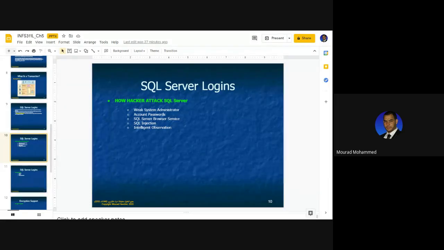Other than that, intelligent observation. If the application is public, or the project on top of the SQL Server databases is public, hackers may intelligently observe the behavior of the project, and they would observe the weak points. So they might track the behavior and use it to gain access to background resources. Intelligent observation.